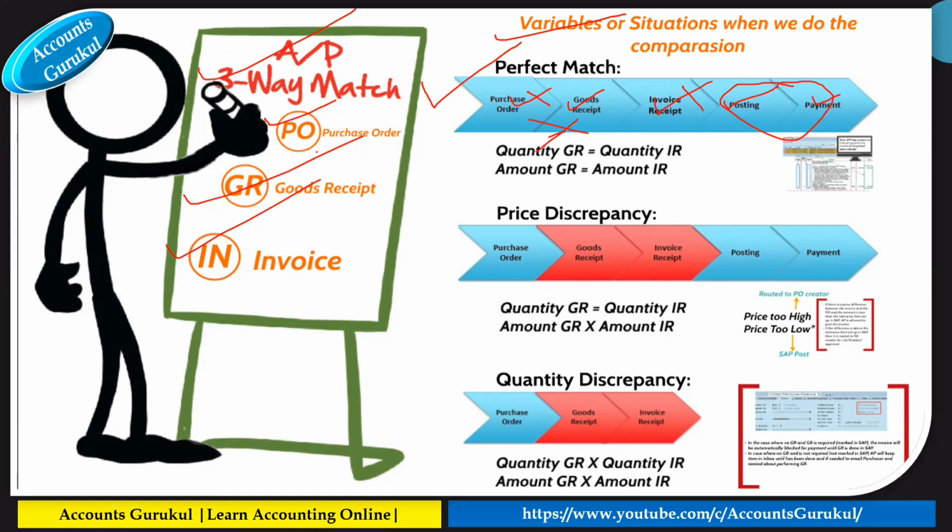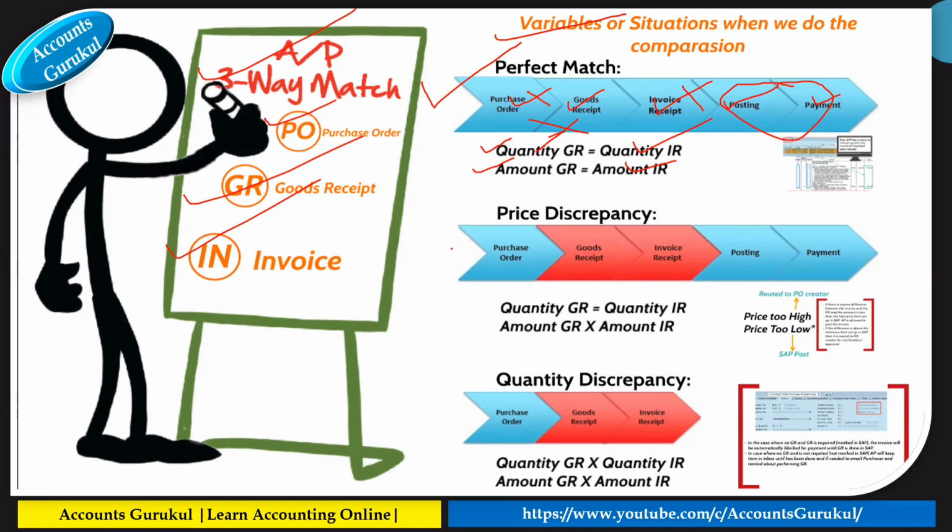If you have any quantity issues as well, the quantity is going to be matched as per the GRN, quantity as per the invoice receipt. Amount as per GR equal to amount as per IR. If it's the same, then only you are going to do the posting of that invoice in the system. And if the issue is there, then you are not going to do that. This is going to be one of the perfect matches.